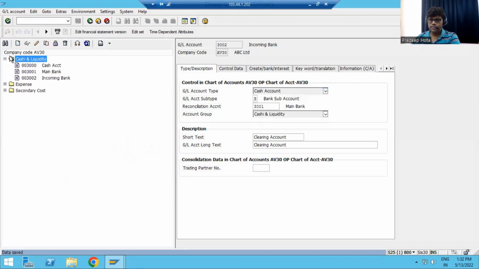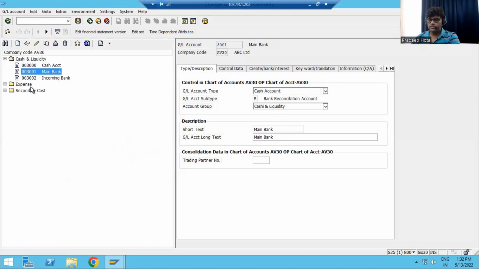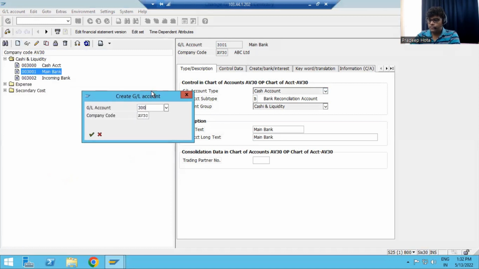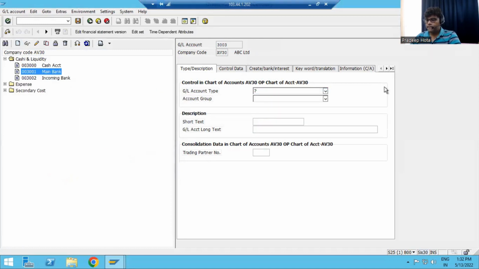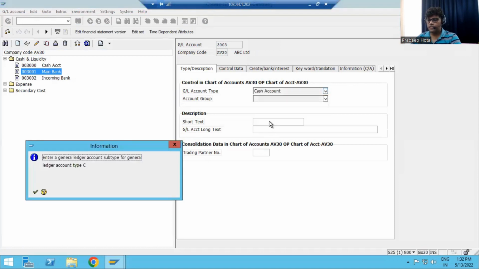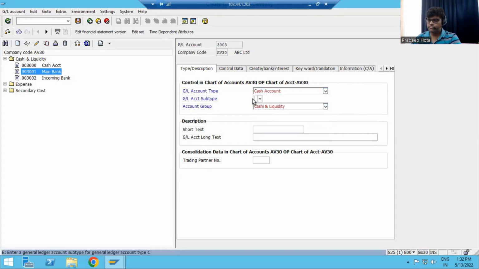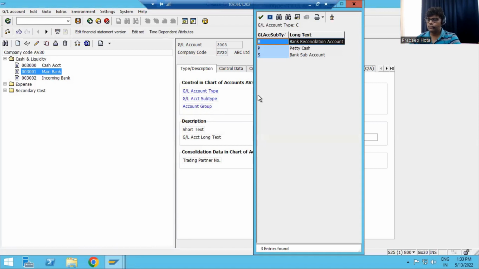Okay, so let me check this here. Suppose I am creating a GL master, account 3003. Now, if I select option C here, that is cash account, then I need to select the GL account subtype. This is nothing but your OBD4, the GL account group. I'm using one of my participants' configuration data, so it is a 2020 system. And here you need to select the option. So we have 3 options.